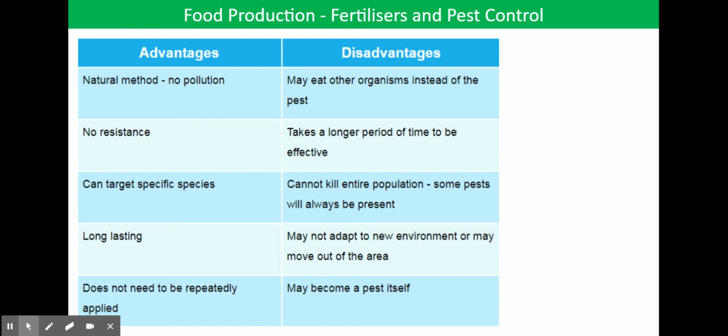The disadvantage is that the predator that you've introduced may eat other organisms instead of the pest itself, and it can take a longer period of time to be effective. You can't kill the entire population of pests, so you're always going to have some pests present, which will reduce your crop yield. And the predators may not adapt to the new environment, and they also might move out of the area. You introduce ladybirds, they might just fly off. Equally, the ladybird itself, or the biological control method you're using, might become a pest in itself.